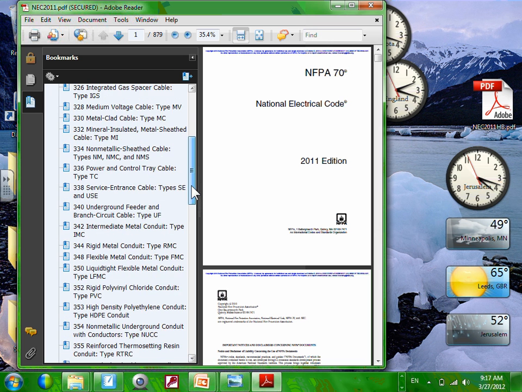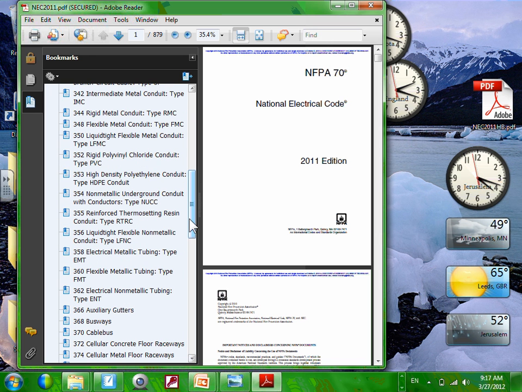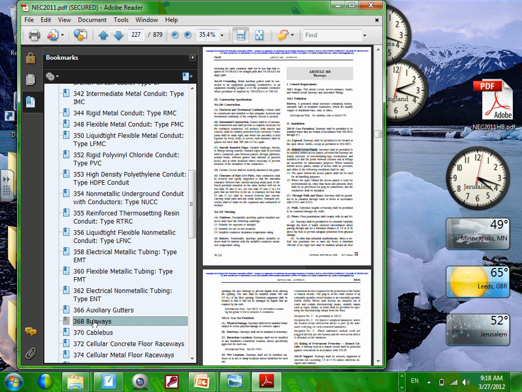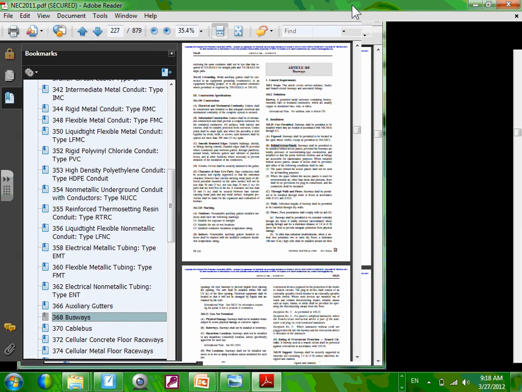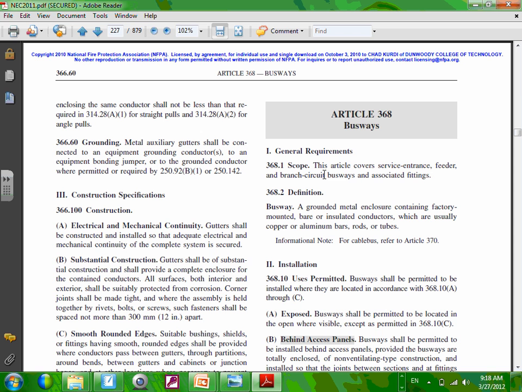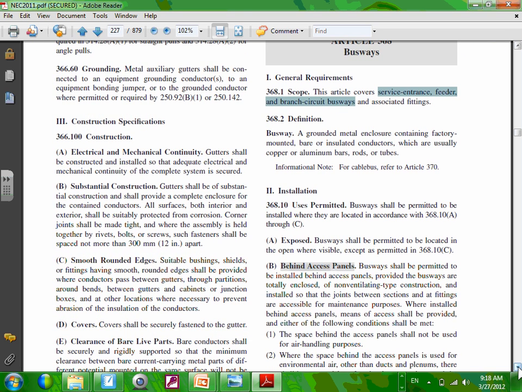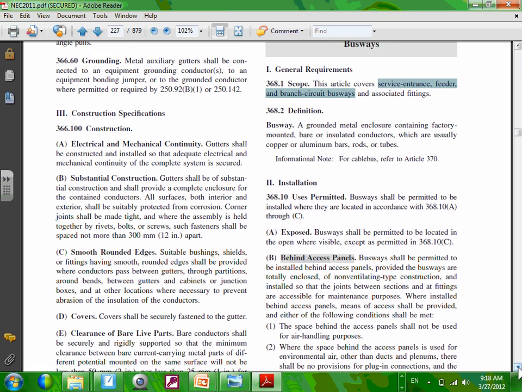So let's go to 368 right here, busways, and if you expand that baby, okay. The most important thing I want to emphasize, guys, can you see if it can be used as service, feeder, or branch circuit? Bring it on. They define it. You have to have an equipment grounded conductor, or the frame has to be identified as an equipment grounded conductor too. Grounded metal enclosures. The enclosure has to be grounded.